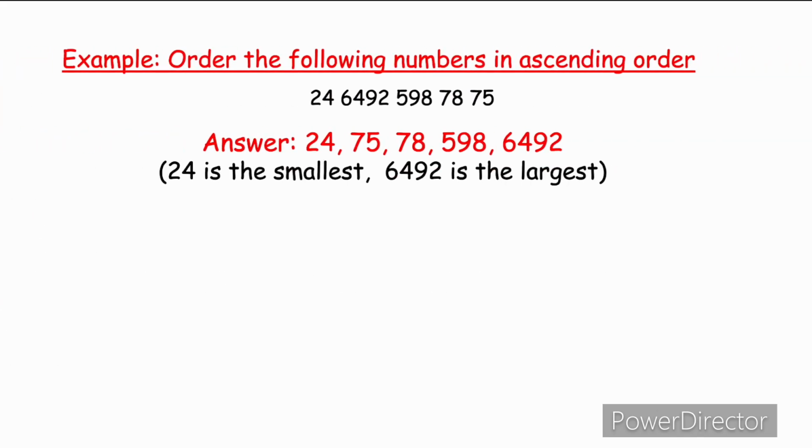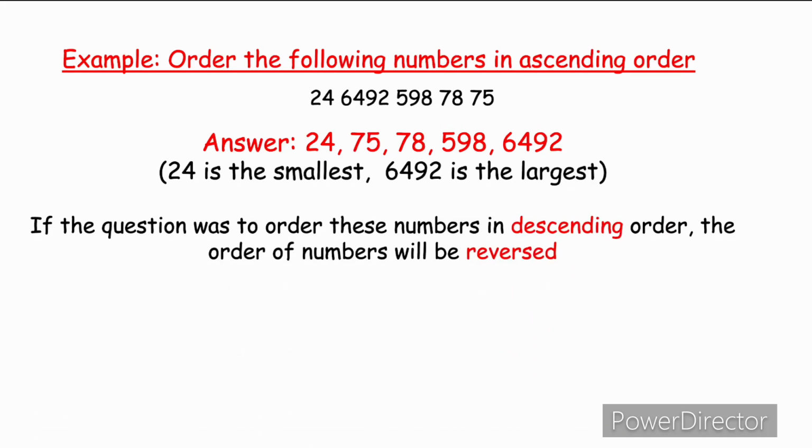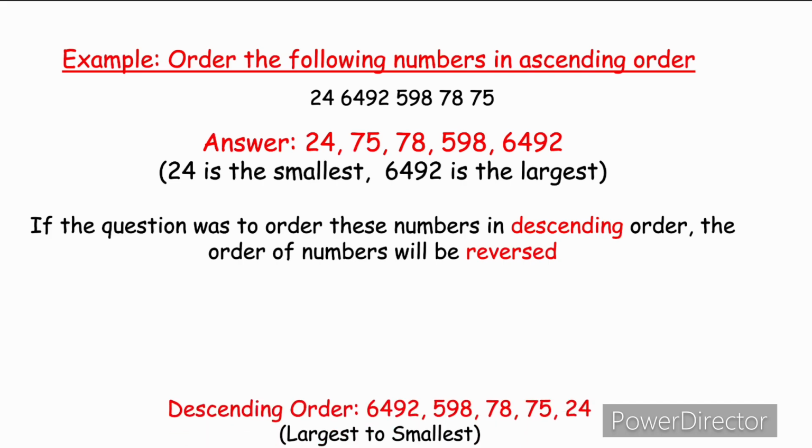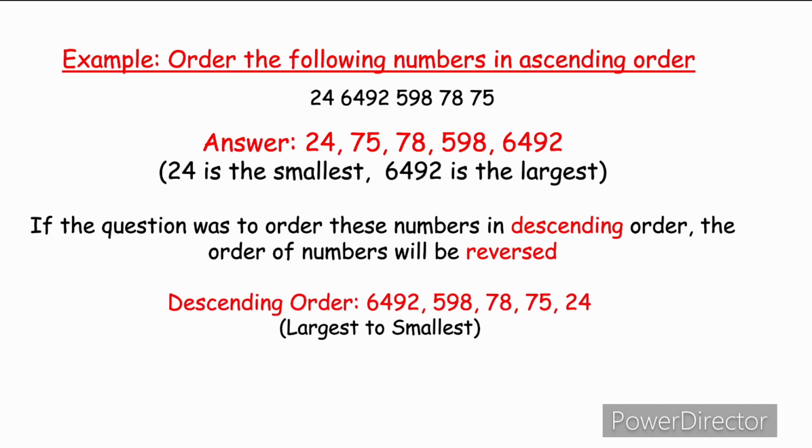Therefore, the final order is 24, 75, 78, 598, and 6,492, where 24 is the smallest and 6,492 is the largest. If the question asks for the descending order, the order of the numbers will be reversed, from largest to smallest.